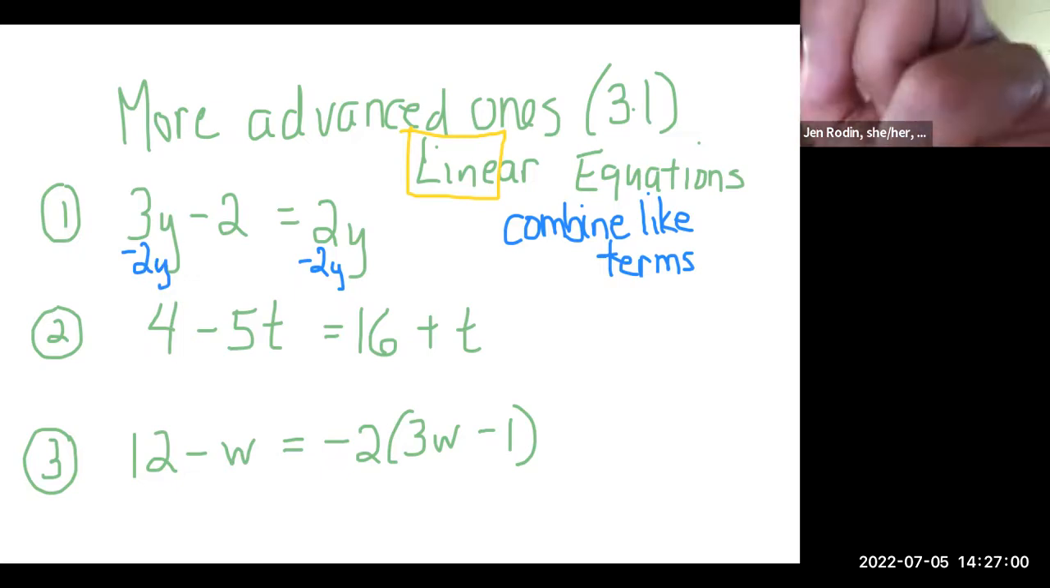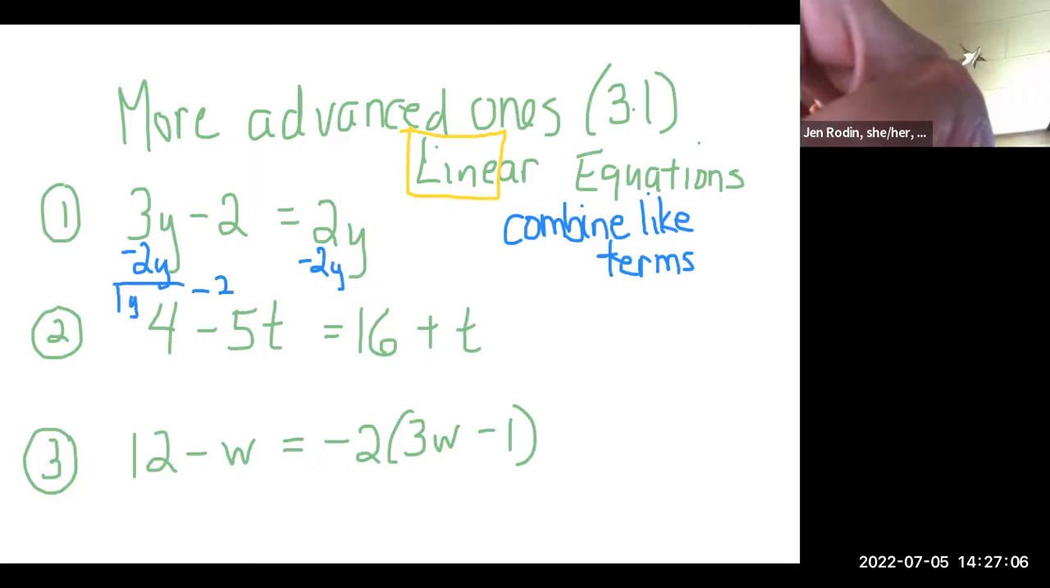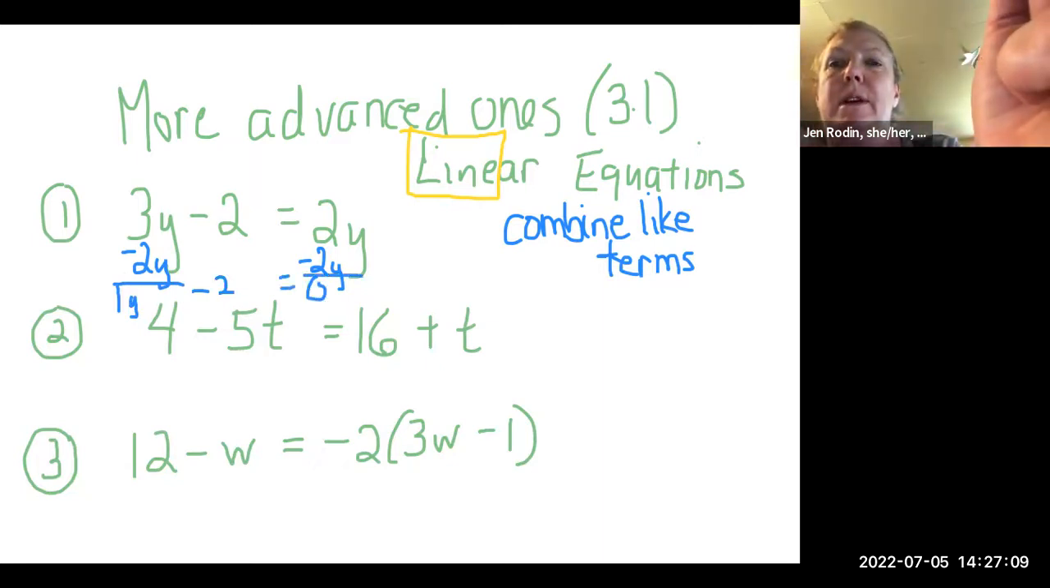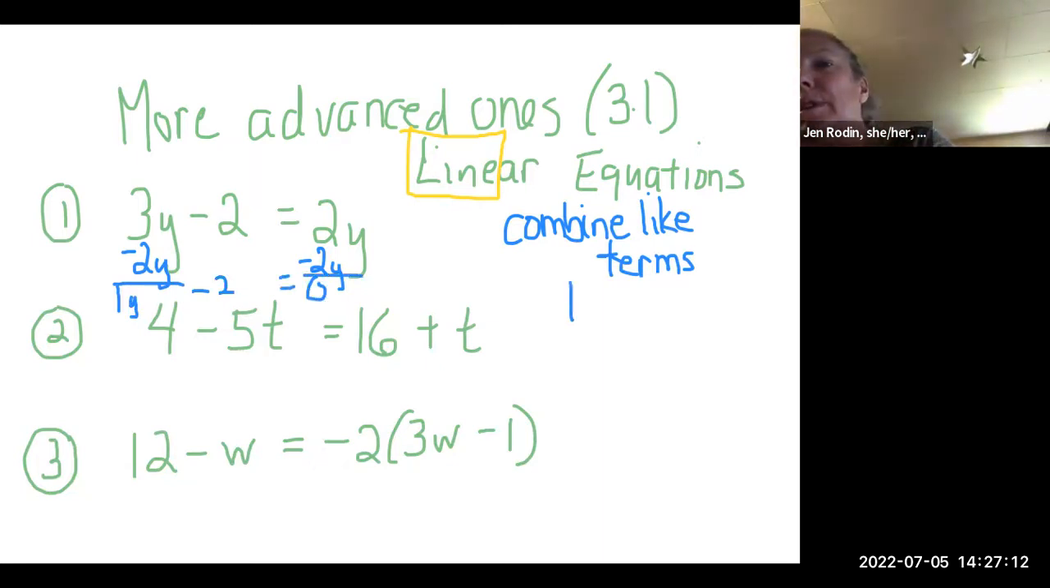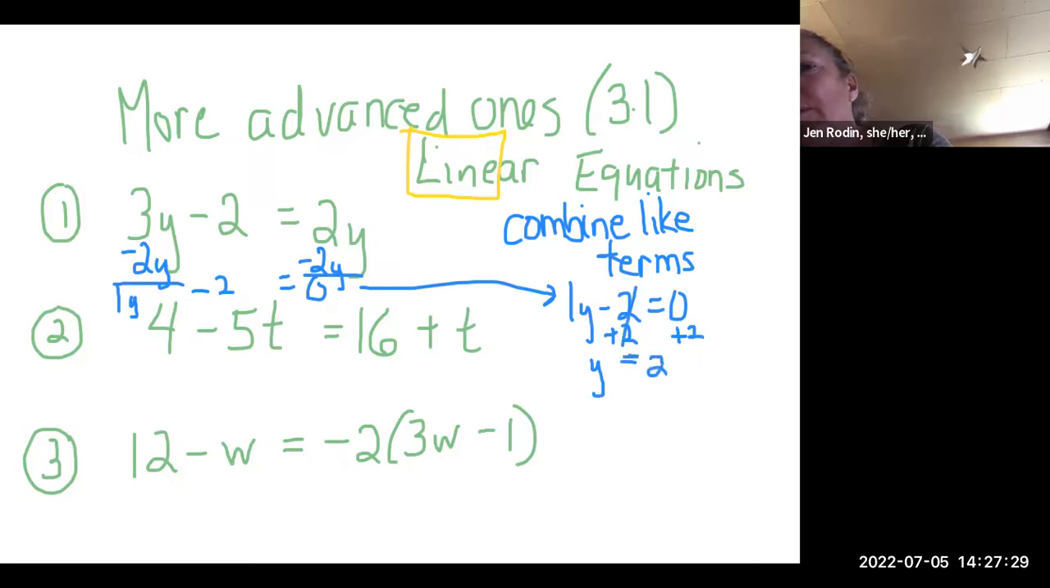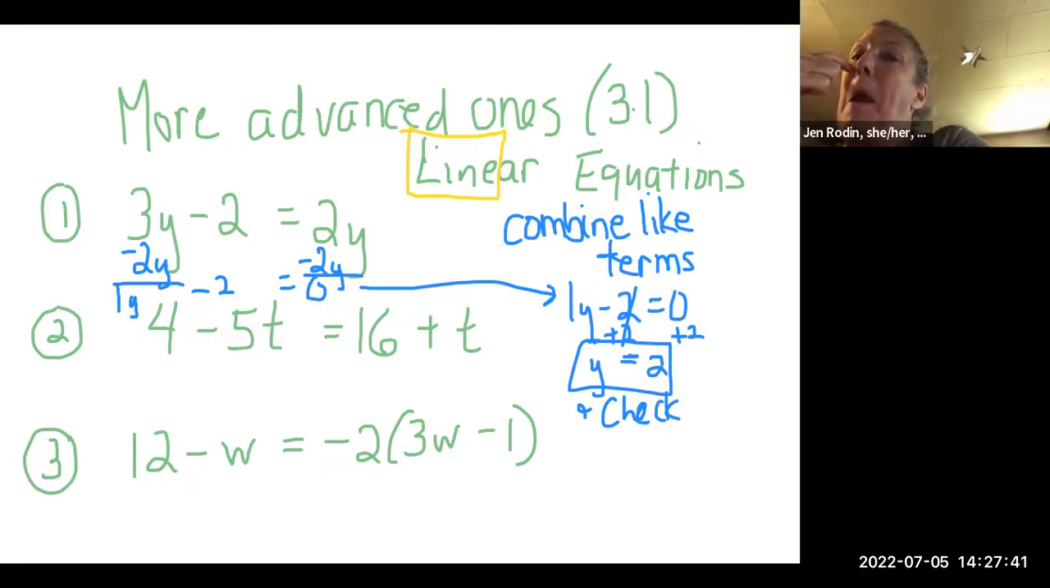And then 3 minus 2 right here is 1y minus 2 equals 0. 2y minus 2y equals 0. So I'll put it over here so you could see it better. And then 1y is just y, but we could add 2 to both sides, and y equals 2. Then we can check, but I'm not going to check all these. Like I was saying before, we don't have to check them all the time. Just once in a while, just check in and make sure you remember how to check your answers.